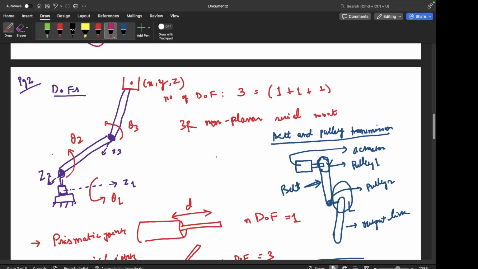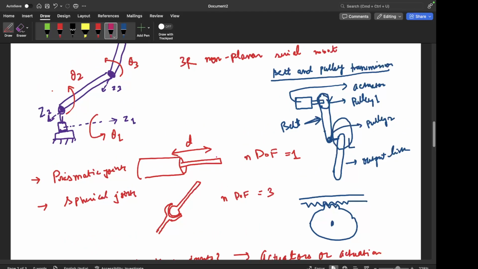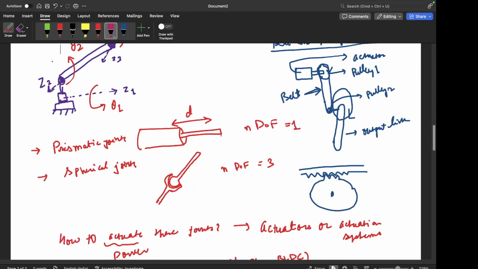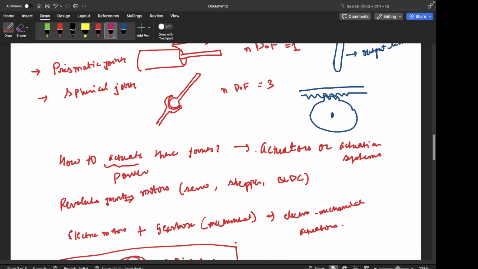And then we discussed the different joints that typically occur in a robotic system, that is the revolute joint, prismatic joint, and spherical joint. You can do the degree of freedom analysis by just counting the degrees of freedom corresponding to each of these joints. So for revolute it's one, for prismatic also one, and for spherical it's three, right?